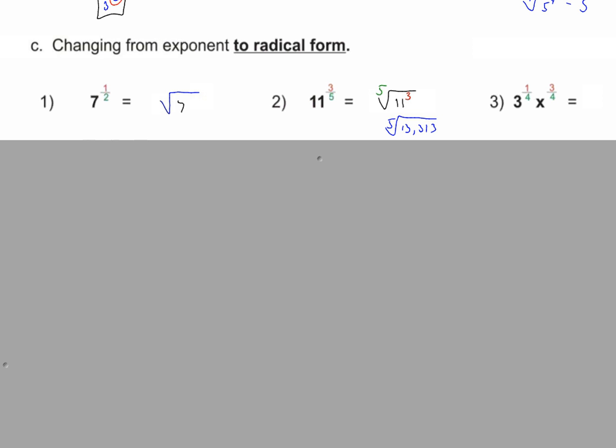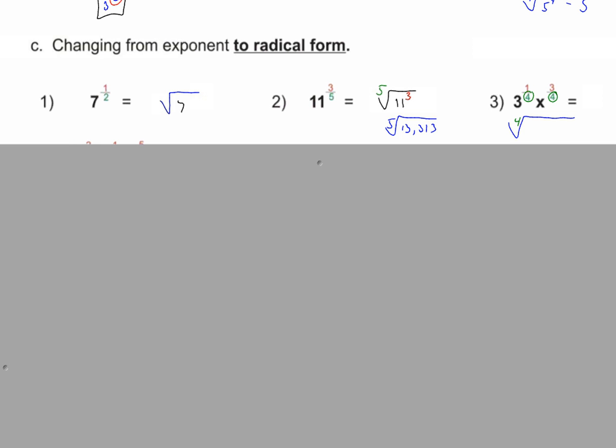Trust me on it. All right, look at number 3. Here's the key to number 3. I'm going to try not to go too fast here. Notice they both have the same denominator. And the denominator is the index. So my 4 is going to be my index. Inside I have what? 3 to the first. We'll just write as 3 times x cubed, right? 4th root of 3x cubed. Does that make sense? We took this and made it a single radical.